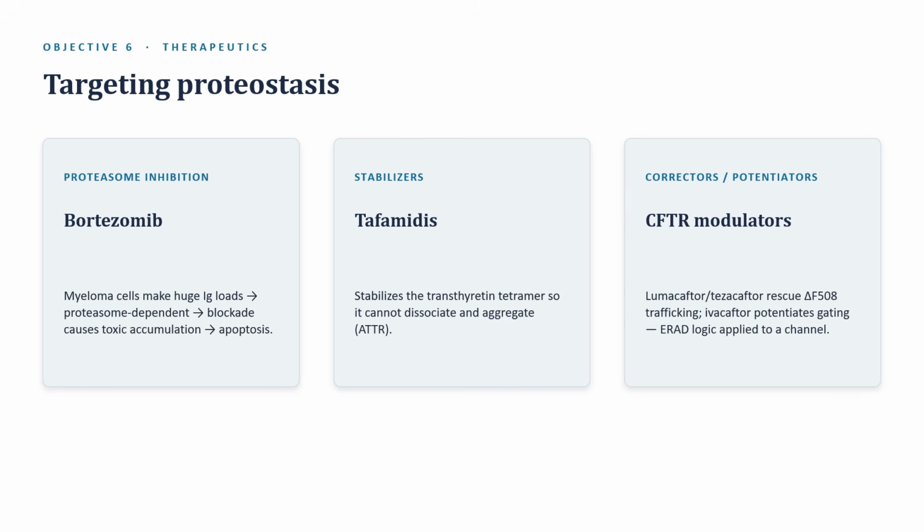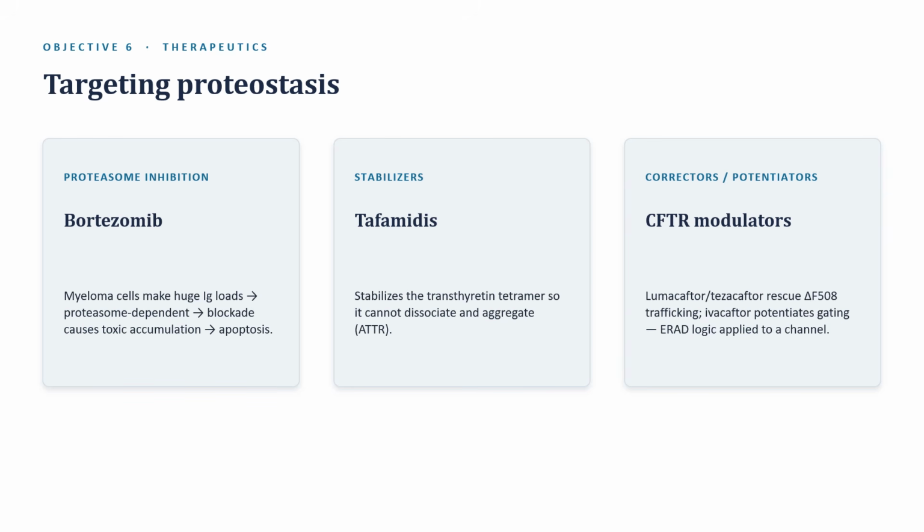Understanding misfolding also explains a set of modern drugs grouped here by strategy. The first strategy is to block the proteasome. Bortezomib does this, and it works beautifully in multiple myeloma because myeloma plasma cells churn out enormous amounts of immunoglobulin and are utterly dependent on the proteasome to clear the misfolded excess. Take that away, and the toxic protein accumulates until the cell dies.